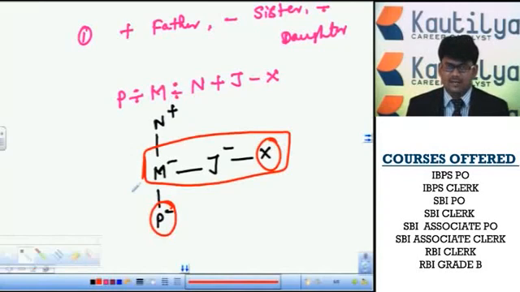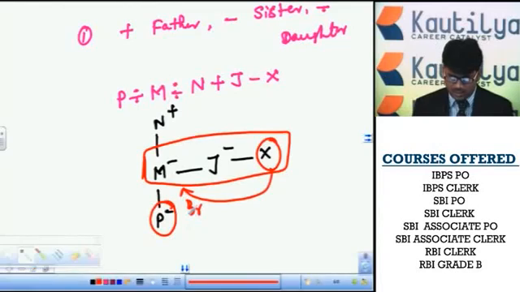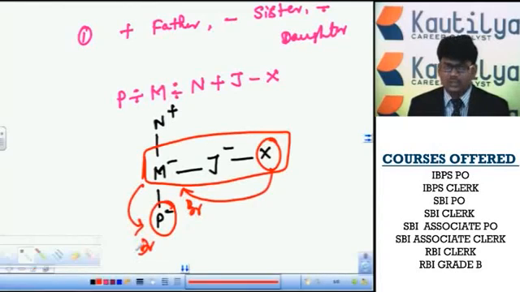M is the sibling of X, and X is the brother of M. X is called brother by M, and M is called daughter by P's side. Finally, the person X is called, with respect to P, a brother's daughter relation. Brother's daughter is called niece. Clearly, the person P is the niece. P is a niece of X. Next question.